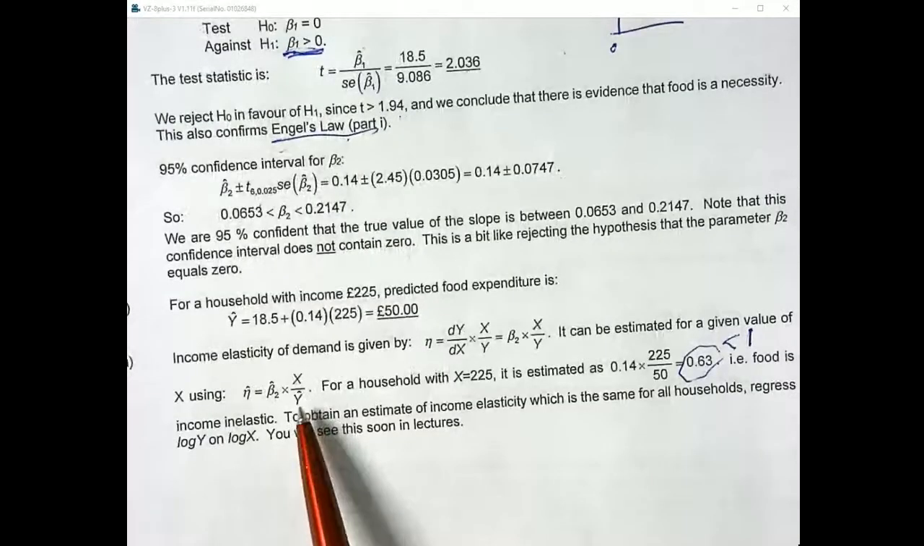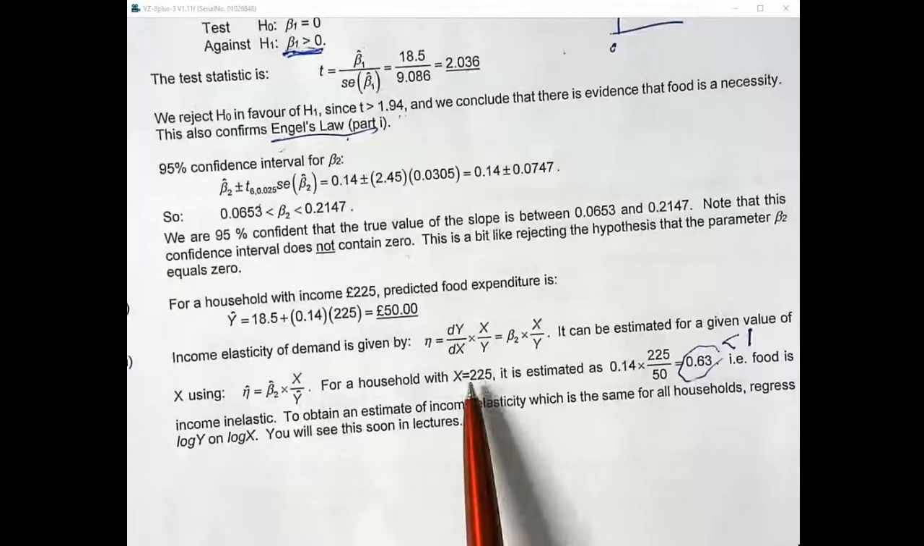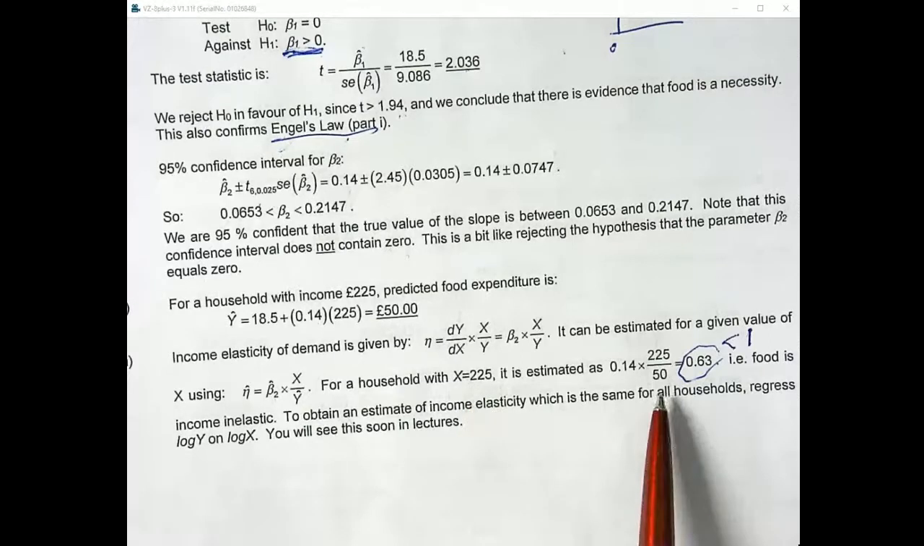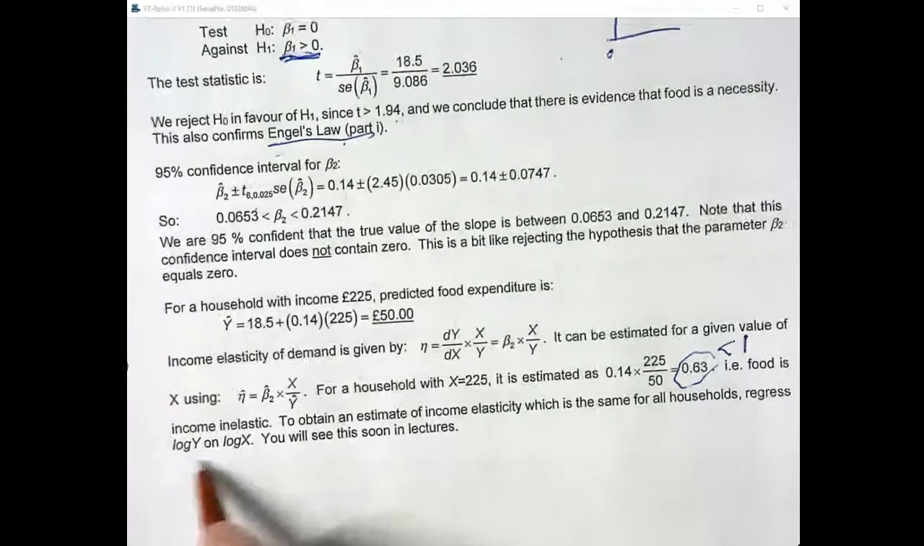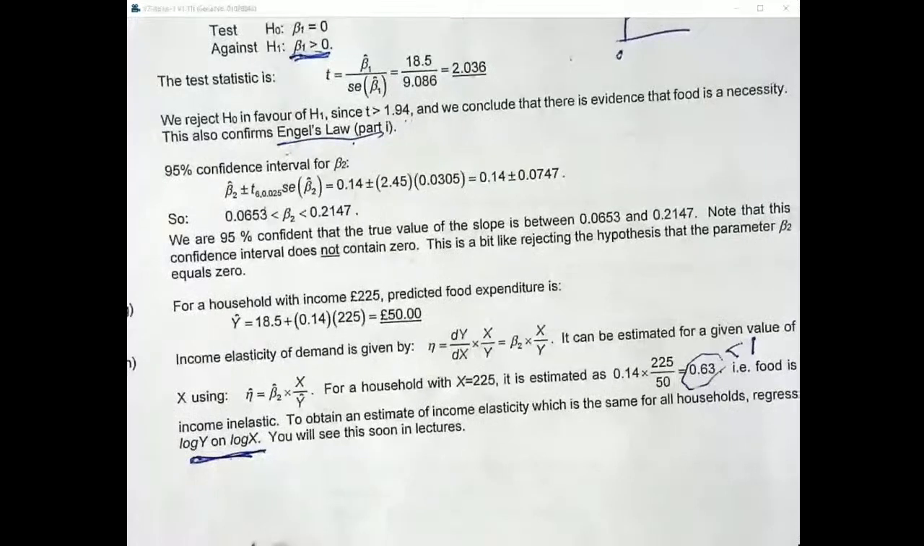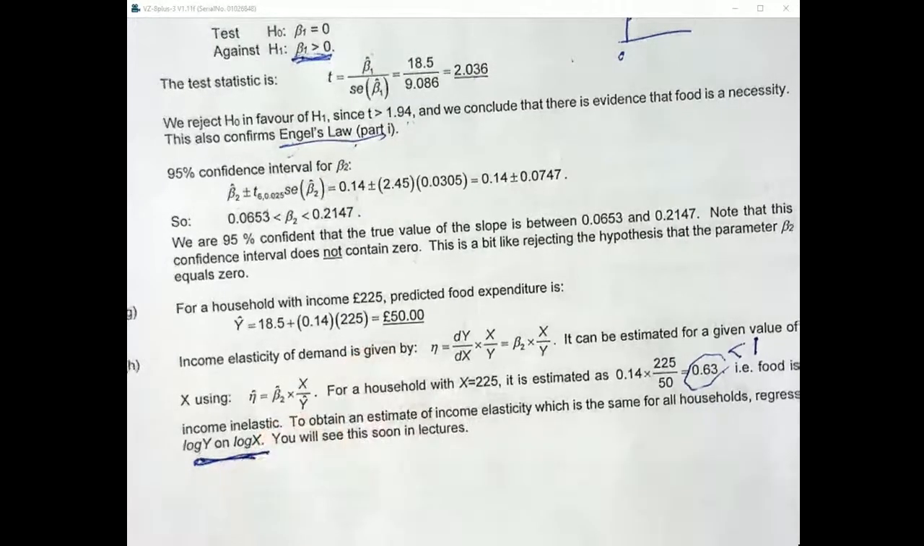Now, there's a little problem here, and that's that you haven't got a single number for elasticity. This is for a household with income 225. If we had a household with a different income, they would have a different elasticity. Now, that's not very good. If you're interested in the elasticity, then you just want one number which tells you what the elasticity is. That's why, if you use a different model, if you find log of y and log of x and do a regression of log y on log x, then the slope in that regression is the elasticity. We'll see this soon in lectures.